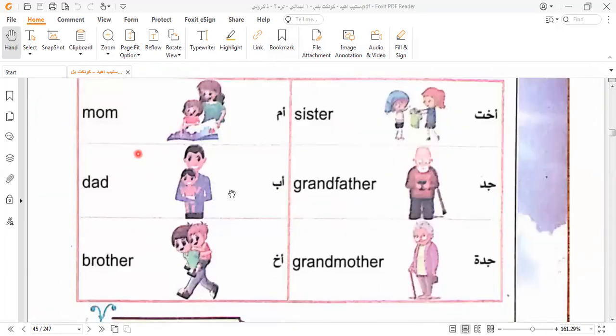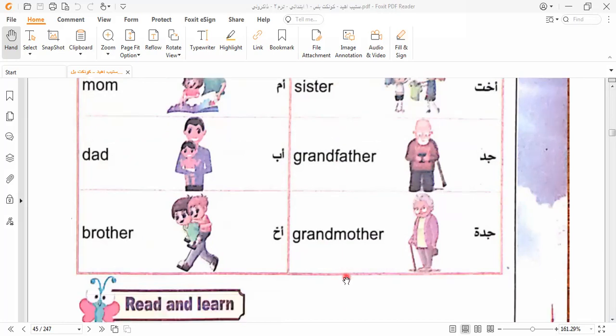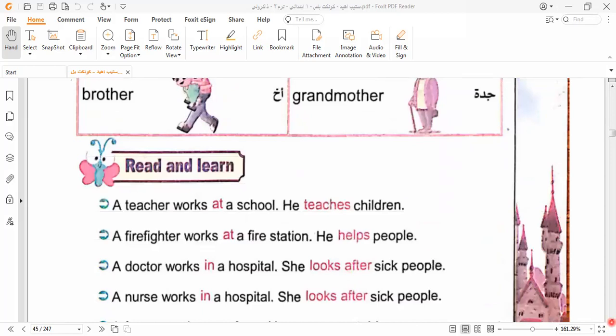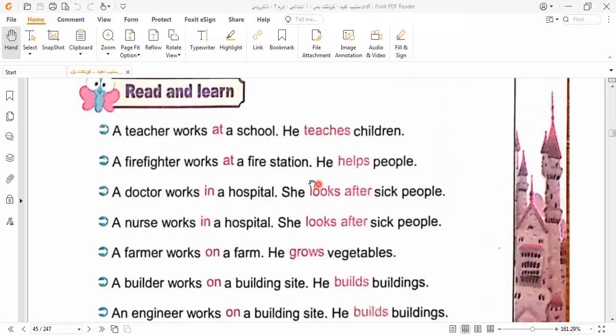We have here the members of the family, the parents. You know parents. We have mom, dad, brother, sister, grandfather, and grandmother. Let's read and learn these examples.